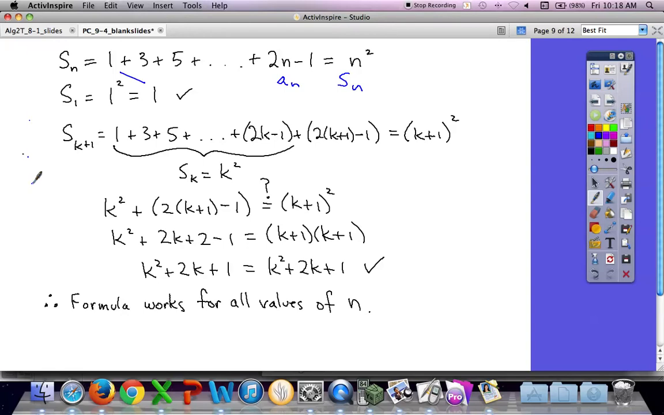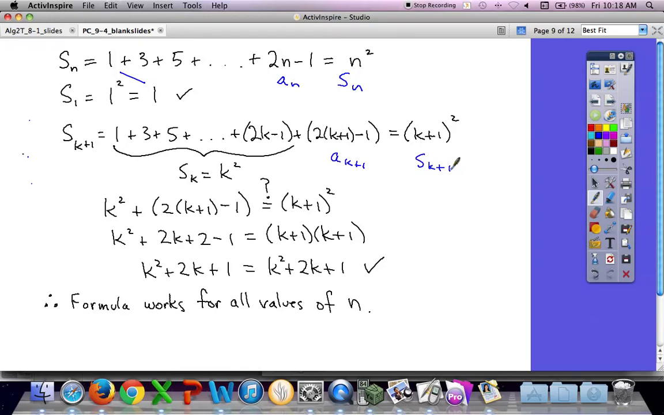Now we want to assume it works for n equals k, and then show it means it works for n equals k plus 1. Well, the sum of the first k plus 1 terms is this, right? It's the sum of the first k terms, like this thing right here, just put a k in the place of n, plus the next term, that's the k plus 1 term, right? And then this is the S sub k plus 1.